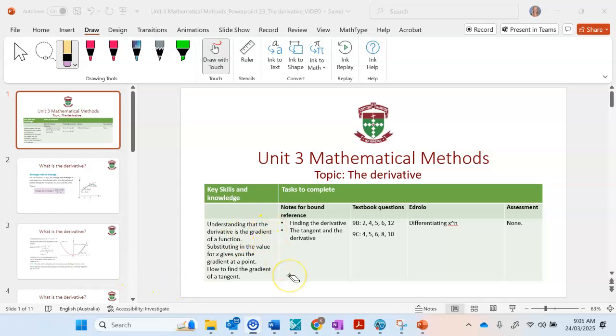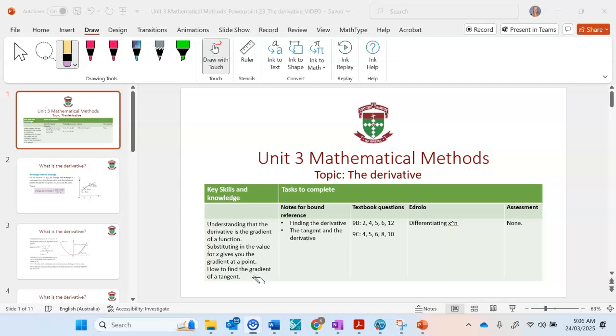So understanding that the derivative is also the gradient of a function, so it can be called the derivative function or the gradient function. Substituting in a value of x gives you the gradient at a point, which is also known as your instantaneous rate of change. We'll talk about that in the video. And we'll also talk about how to find the gradient of a tangent line.